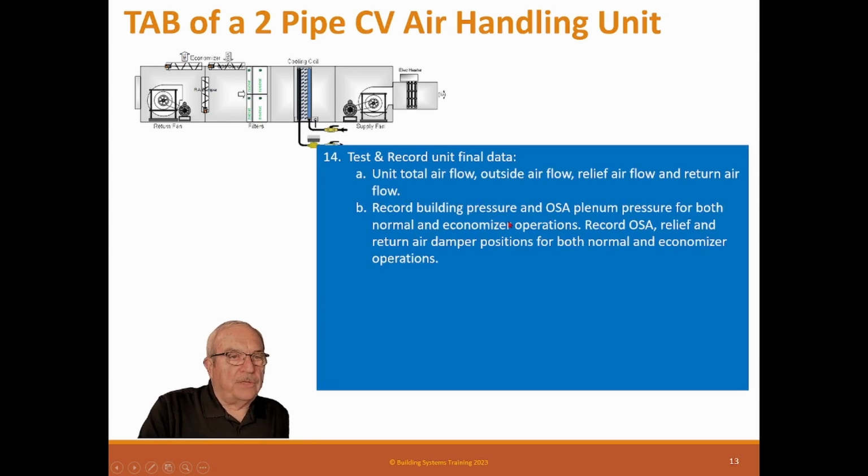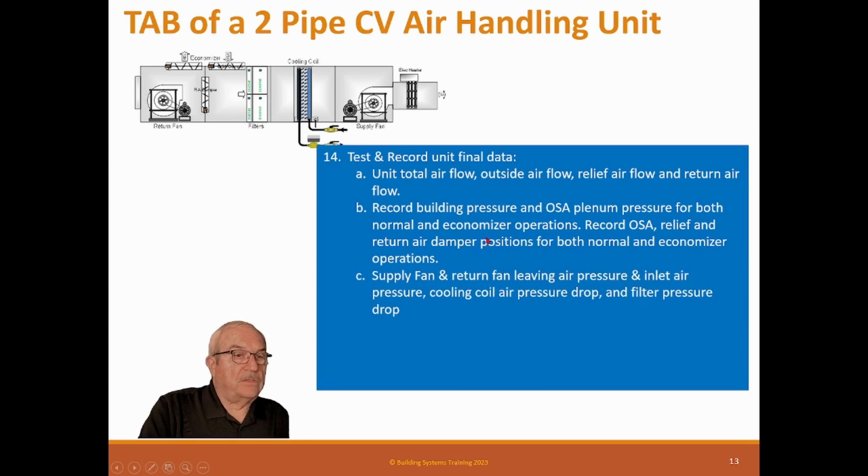Test and record all the final data, the unit flows. Record building pressure and outside air plenum pressure for both normal and economizer operation. Record the outside air relief and return air damper positions for both normal and economizer operations. And the reason we list in the report where those actuators were actually set, or where we've adjusted the linkage, is so that if something changes in the future, they always know where to get back to your balance condition.